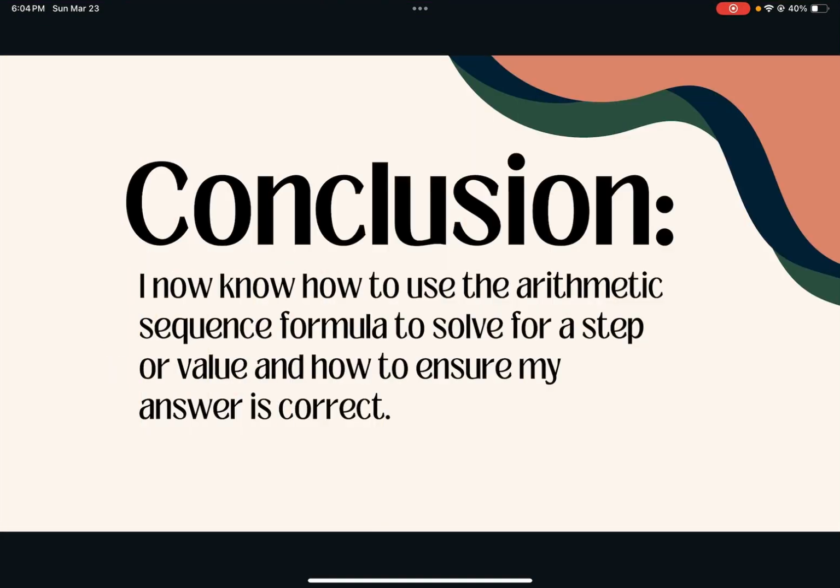So in conclusion, I hope you guys can all know how to use the arithmetic sequence formula to solve for a step or value and how to ensure that your answer is correct.